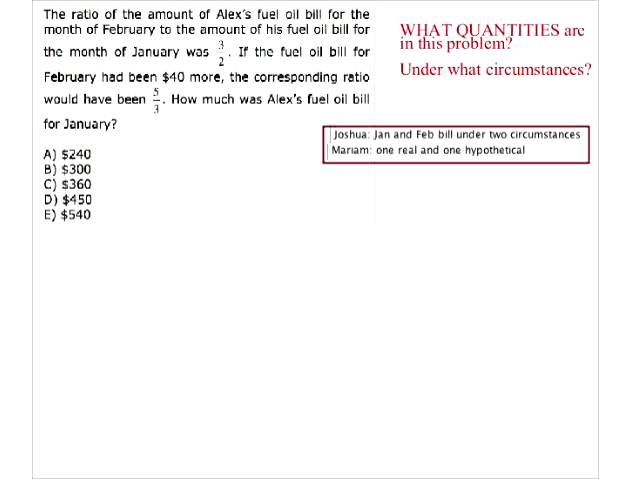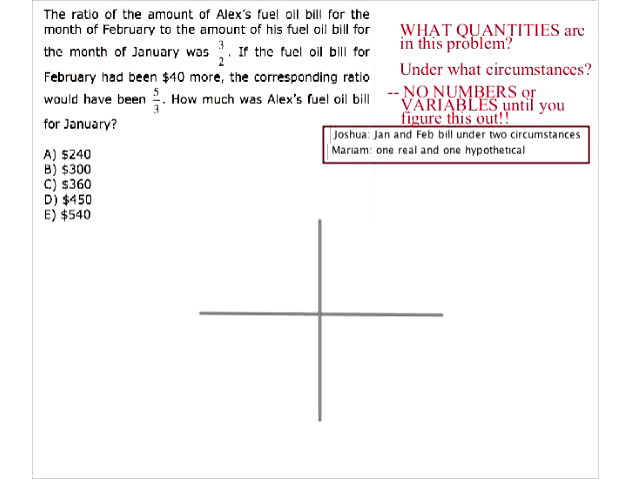No numbers or variables until you figure this out, because otherwise you're not going to know how to organize the problem. One theme of that study hall that we cited was that the biggest problem most people have here is that they don't organize the word problems. So before you do any math, you should have this sorted out, where you're talking about January, February, and then you have an actual and a hypothetical.